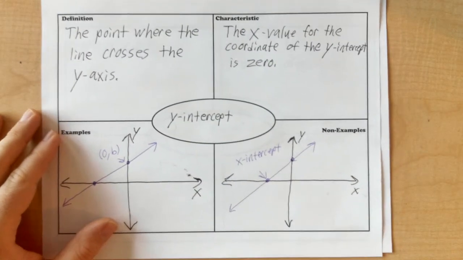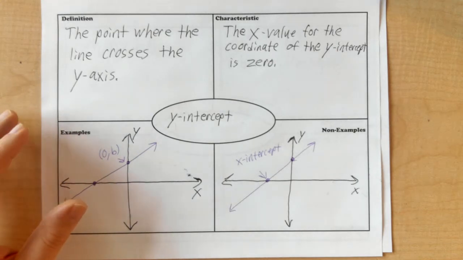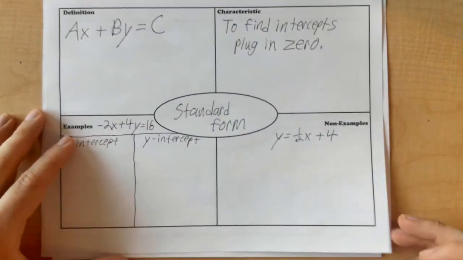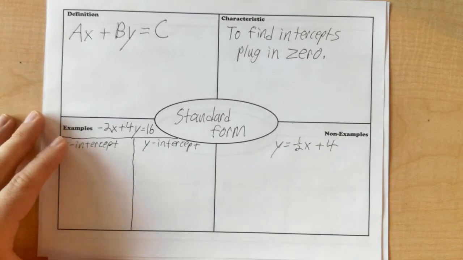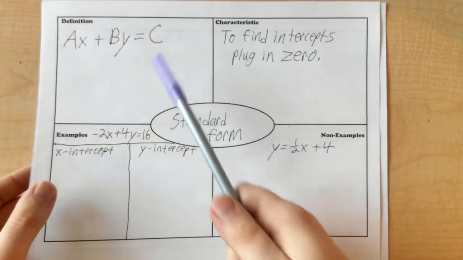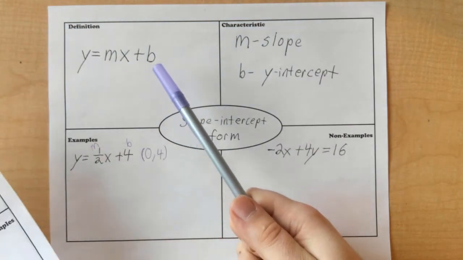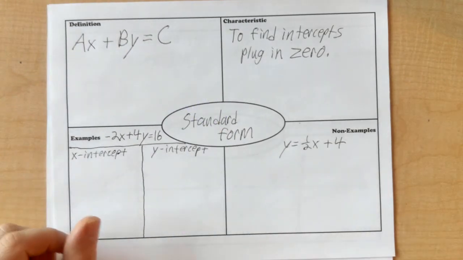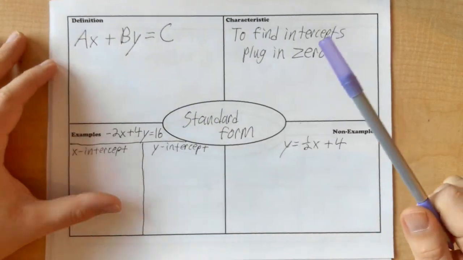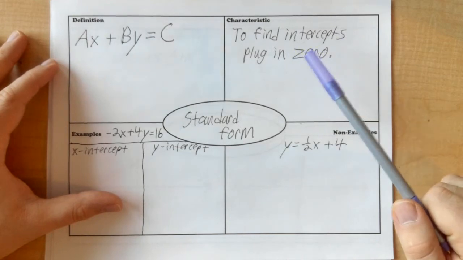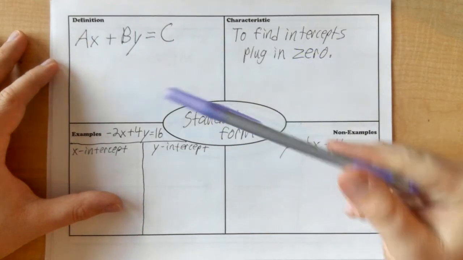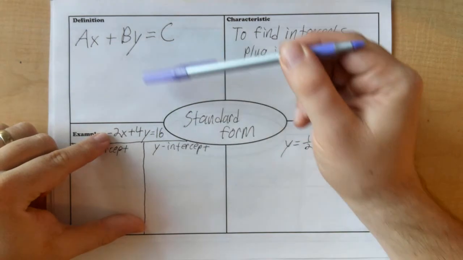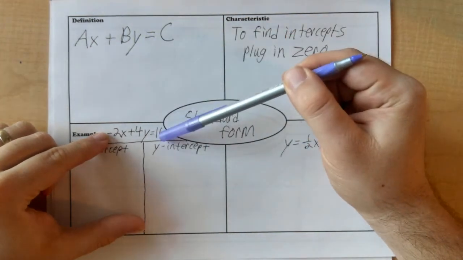All right, here's a new vocab word, right? And that's standard form, right? So this equation here is different from the equation here. This is slope-intercept form. This equation is in what we call standard form, right? And to find the intercepts, we're going to plug in 0. So here's an example of standard form. You can see how it's in the same form there.